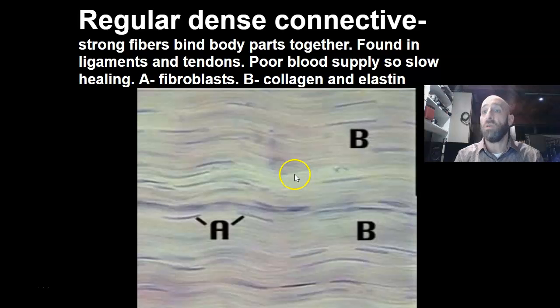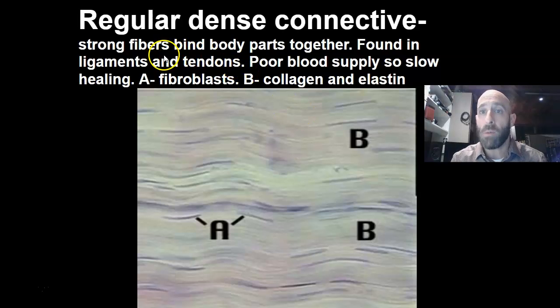So what are you going to do to fill in your chart? The type of cell is going to be a fibroblast. What type of fibers? It's going to be collagen and elastin, but mainly collagen. These are very strong fibers. It is hard to rip a tendon or a ligament. I'm sure some of you have torn your ligaments, but if you've torn your ACL before, you've torn this. That's not easy to do. And you know how hard it is to heal.